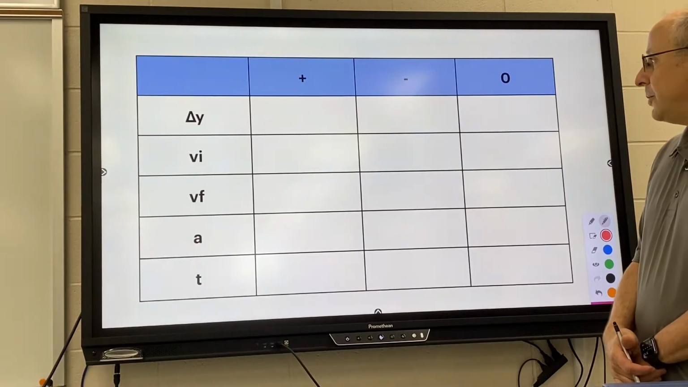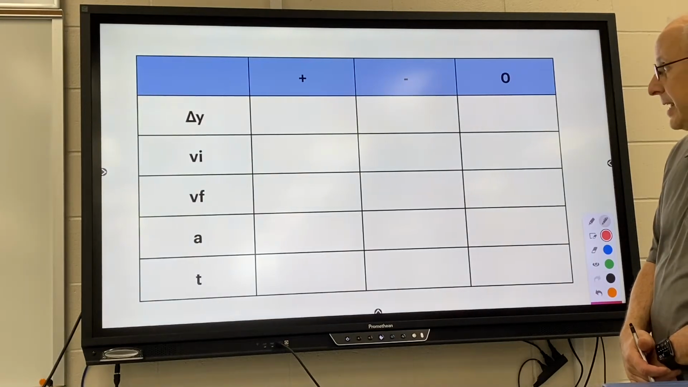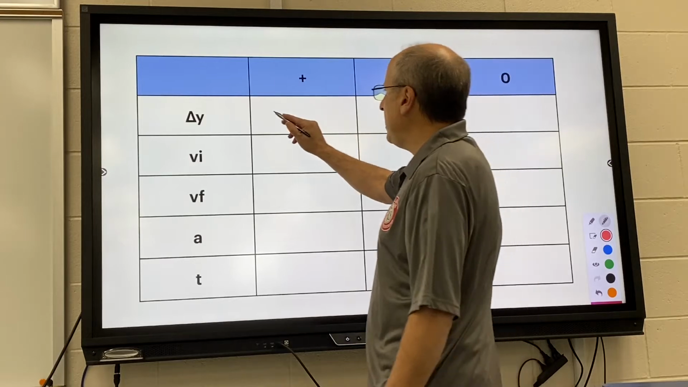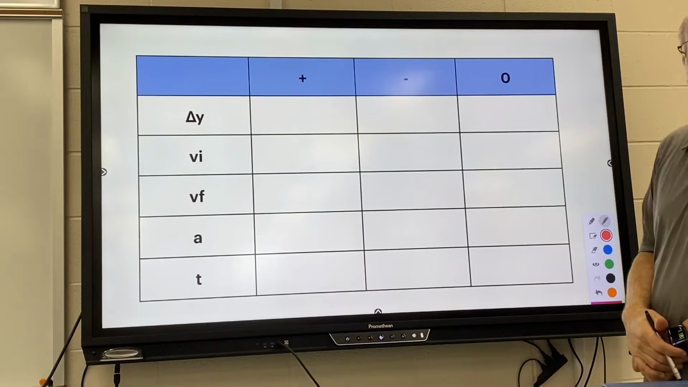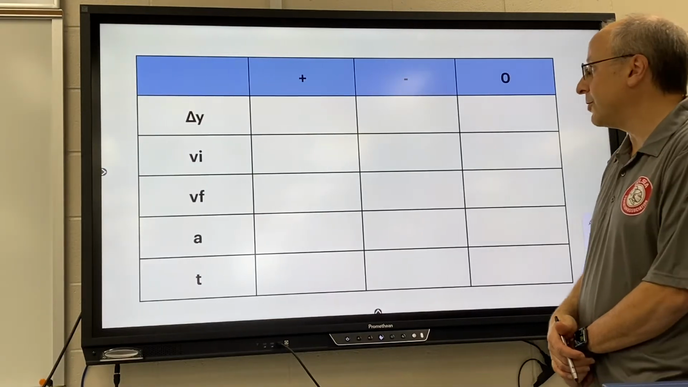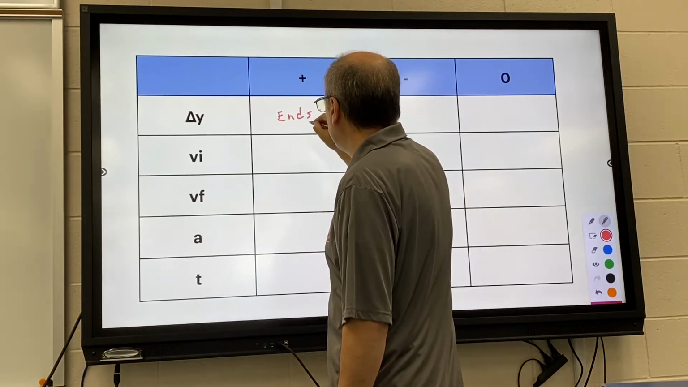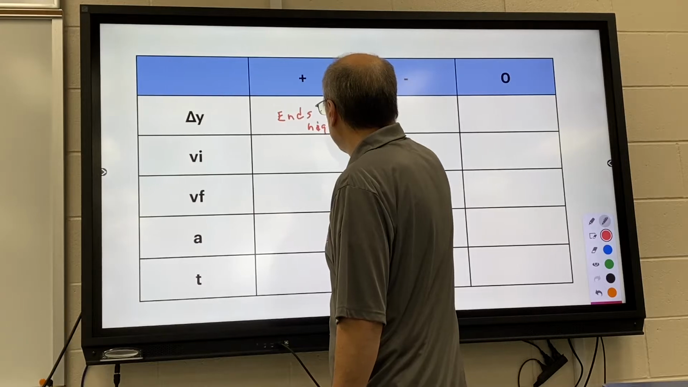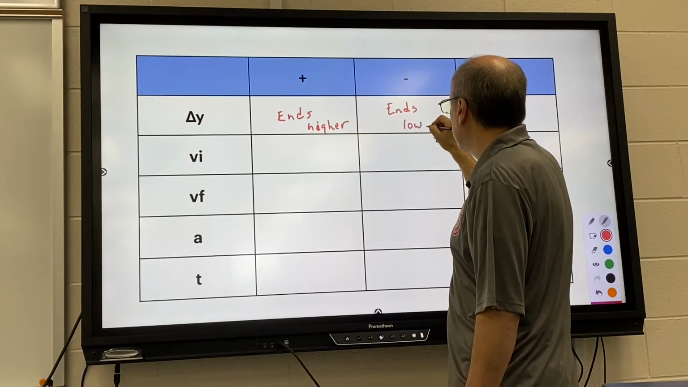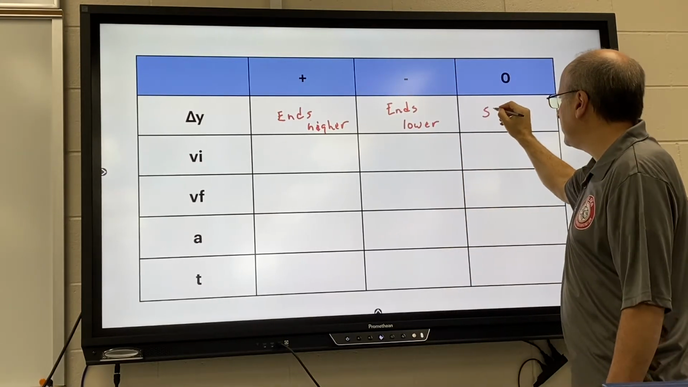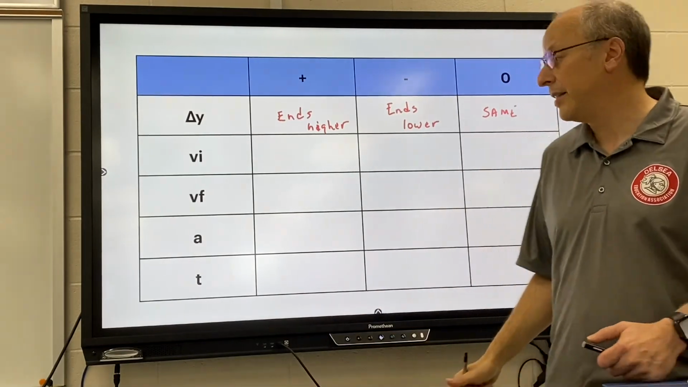Okay, so what I'd like you to do is to set up a chart: delta Y, VI, VF, A, and T. VI and VF are your velocities at the beginning and end of the projectile. Delta Y is your displacement in the vertical direction. This will be positive if it ends at a higher height. This will be negative if it ends at a lower height. And this will be 0 if it ends at the same height that it started, like the soccer ball that started on the ground and ended on the ground.